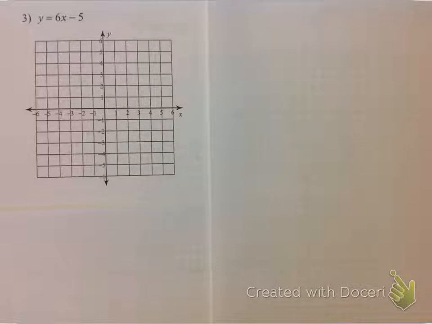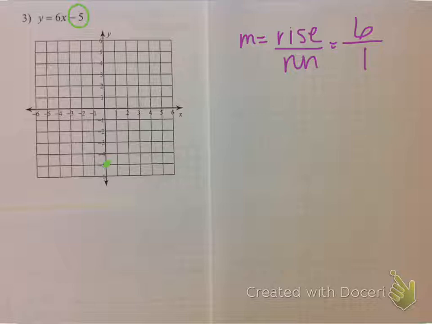Number 3 is another problem of the same type, but this one just has a whole number. So we're going to do the -5 the same as we did before. Here's our y-intercept, and then we're going to look at our slope, and for the run, since it's a whole number, we're going to have a 6 on top, and then we're going to put a 1 for the run, because every whole number has a 1 under it.